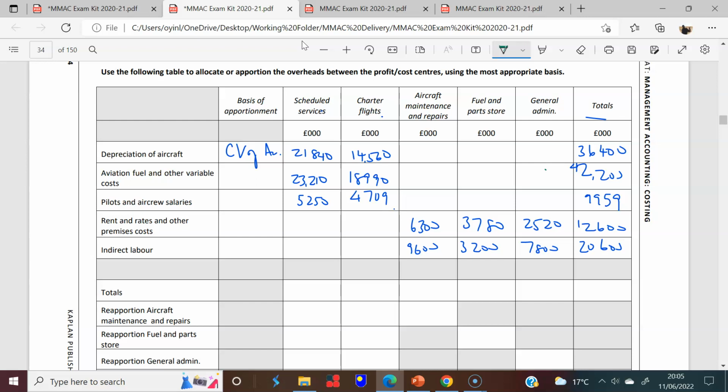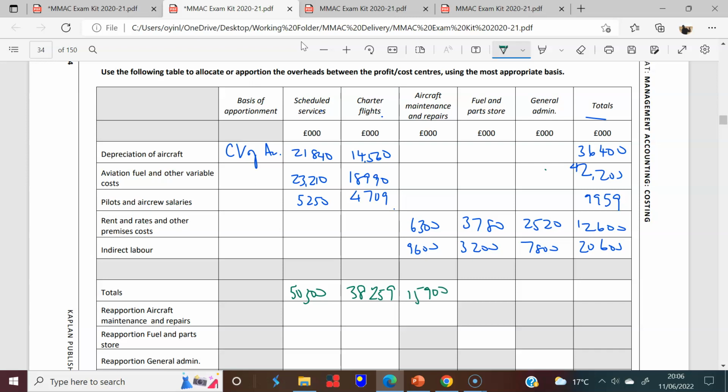So add down this way, and you should have your totals here of 21,840. 21,840 plus, so I'm adding down this way, plus 23,210 plus 5,250, which gives you 50,300. Here I add down again 14,560 plus 18,990 plus 4,709, and that's 38,259.